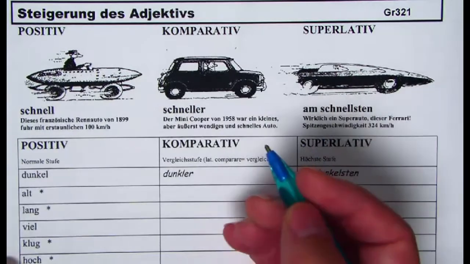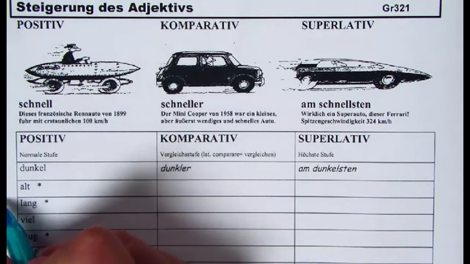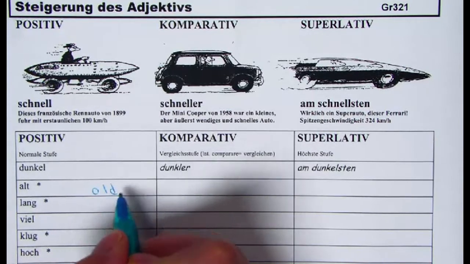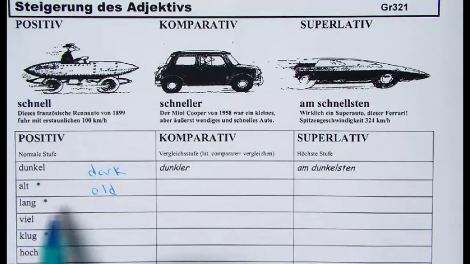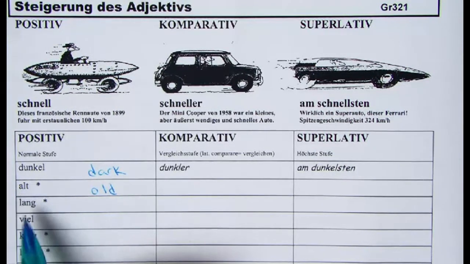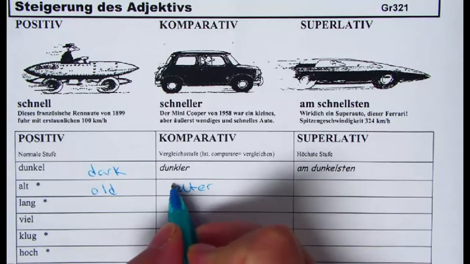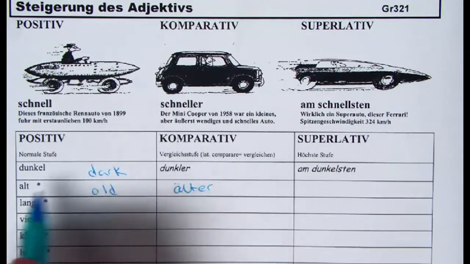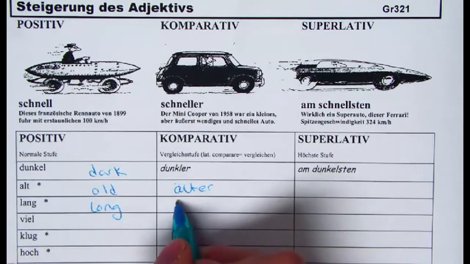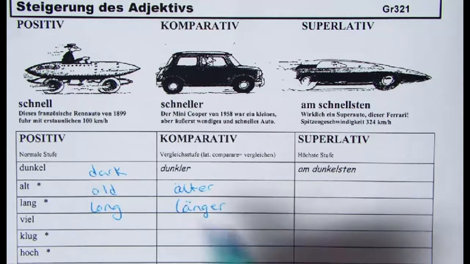Okay, I'm going to show you a couple just to make sure that you're getting the hang of it. So for alt, it has a little star because it's a single syllable adjective, just so that you know what it means. Of course, this one is old, this one is dark. So you've got alt, old. And then you want to say older, one syllable. So you're going to take alt, add an ER, and then you're adding umlauts over the A. Then you've got lang, which means long. You want to say longer. You say lang, add an ER, add your umlauts.